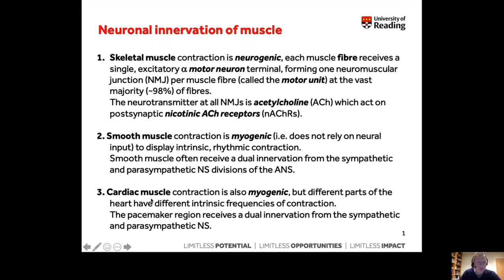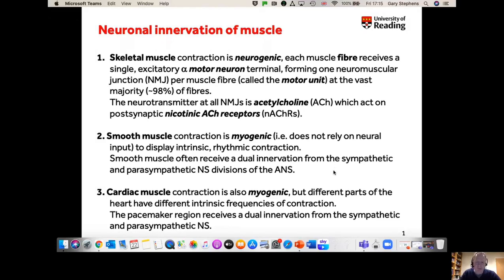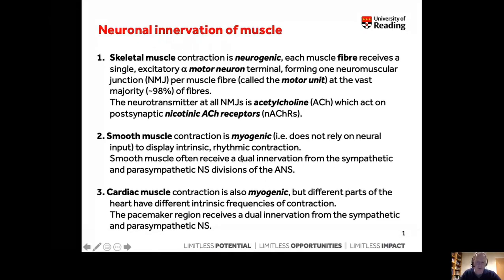By contrast, smooth muscle and cardiac muscle contraction is said to be myogenic. So it originates with the muscle and it does not rely on neural input to display intrinsic rhythmical contraction. Again, as I said here, smooth muscle also often receives innervation from the sympathetic and the parasympathetic nervous system, parts of the autonomic nervous system, which we talked about earlier. So smooth muscle, maybe around things like the bronchioles, has an important aspect of autonomic nervous system control.